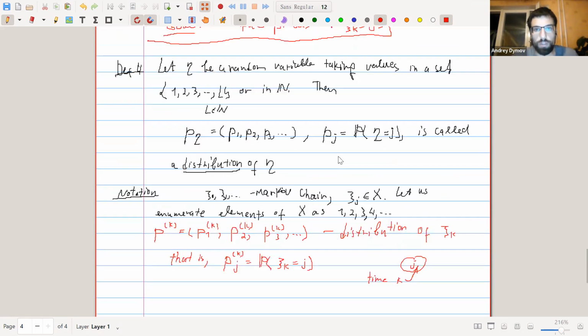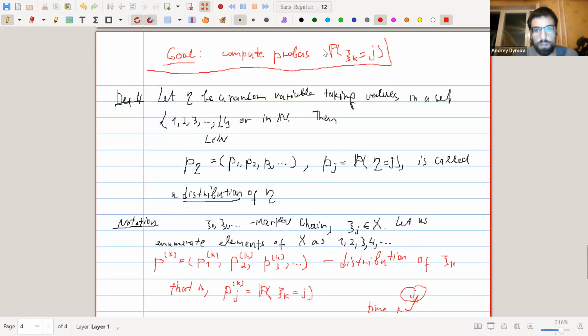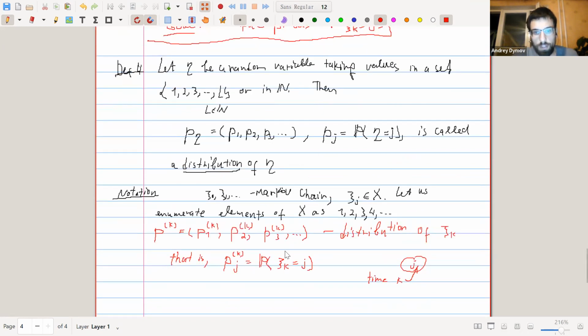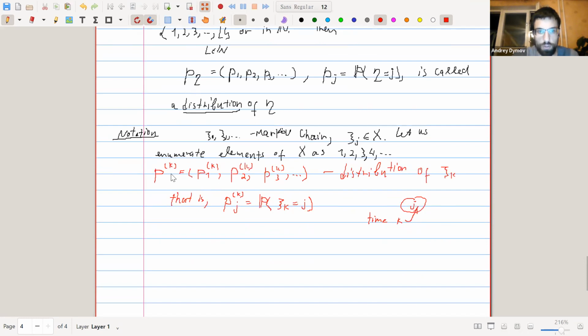I've announced that I wish to compute the probabilities of exactly such form. So in fact, I wish to compute the distribution of xi k, right? So I wish to compute this vector actually. Our goal: compute this vector.